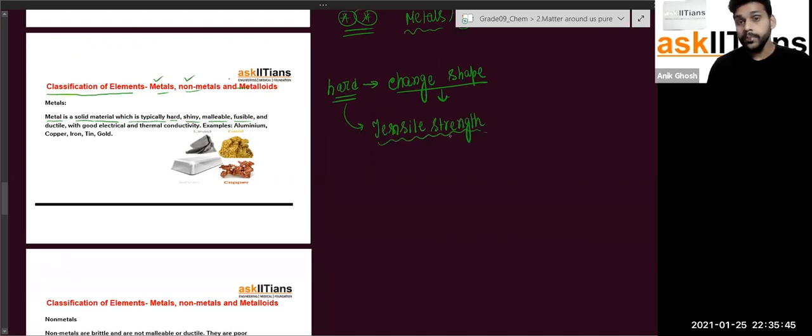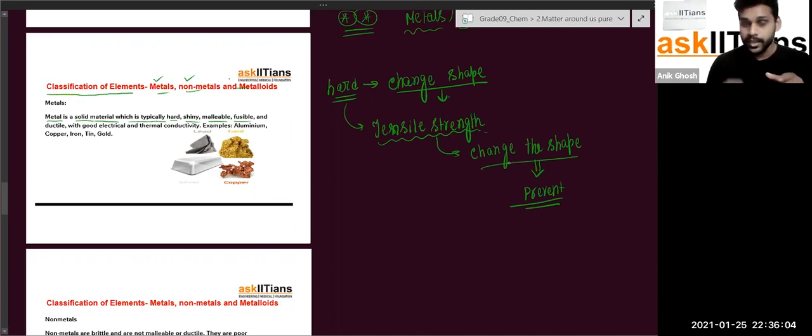So what do you mean by that? When you try to change the shape, it would prevent you to do so. So the ability to prevent you to make any change in shape of that particular substance is called tensile strength. So for metals, the tensile strength is high. So for that reason, we call it hard.